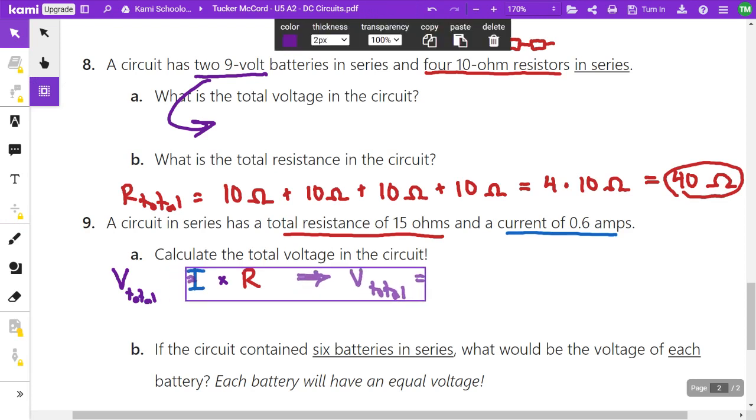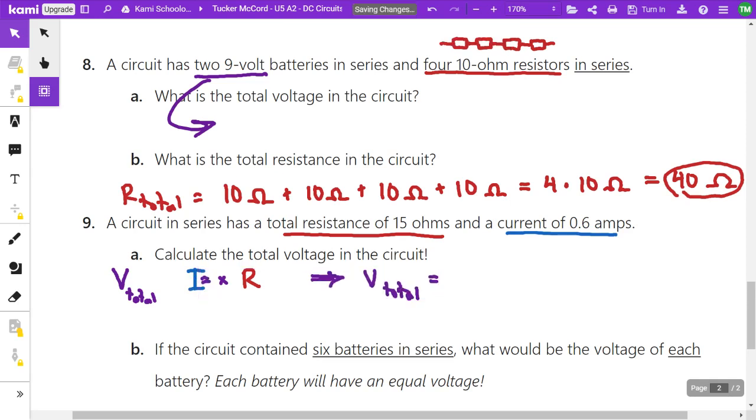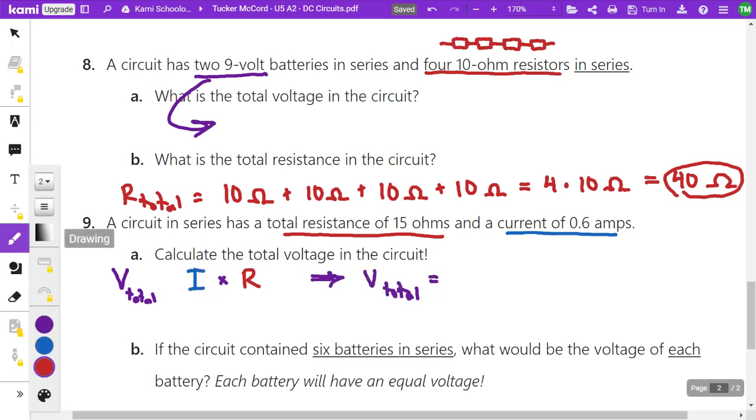Okay, I think now I can squeeze this R total in here. Here we go. So our V total is going to be equal to our current, which we said is 0.6 amps, 0.6 A multiplied by the resistance total in our circuit, which is 15 ohms.